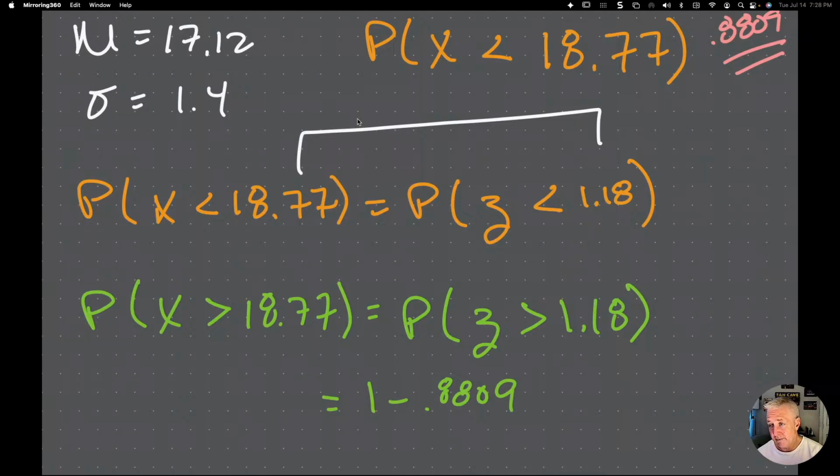So I have 1, subtract 0.8809. 1 subtract 0.8809 is 0.1191.